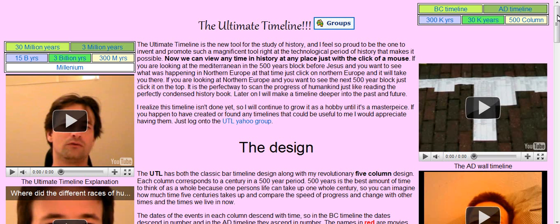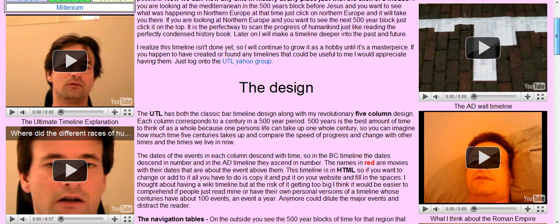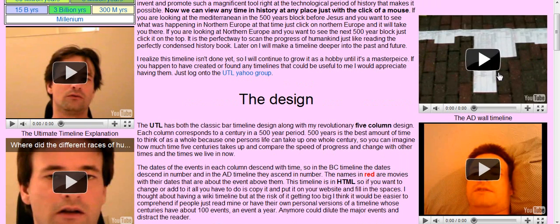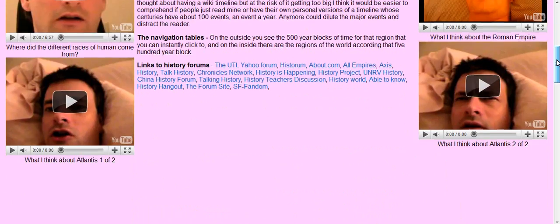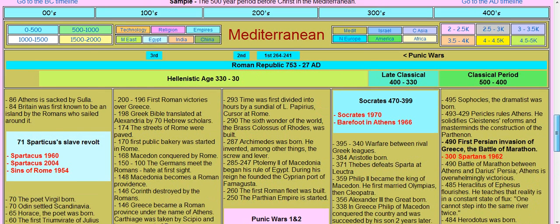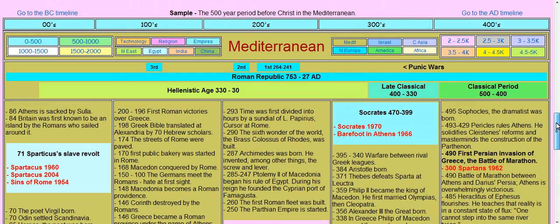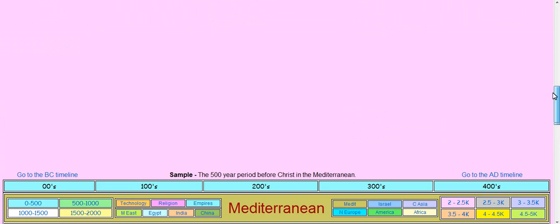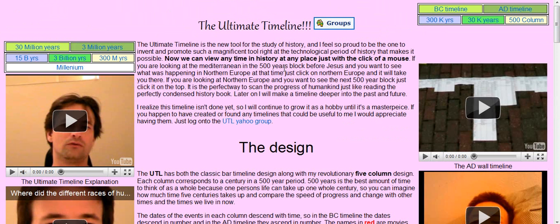So here's the homepage I have for my timeline now. Here's me talking about it, and the wall. It's designed so that you push print and it just prints up. And here's an introduction to it, a sample of the original version. But what I have on the internet right now is everything that goes up from the beginning of the universe.